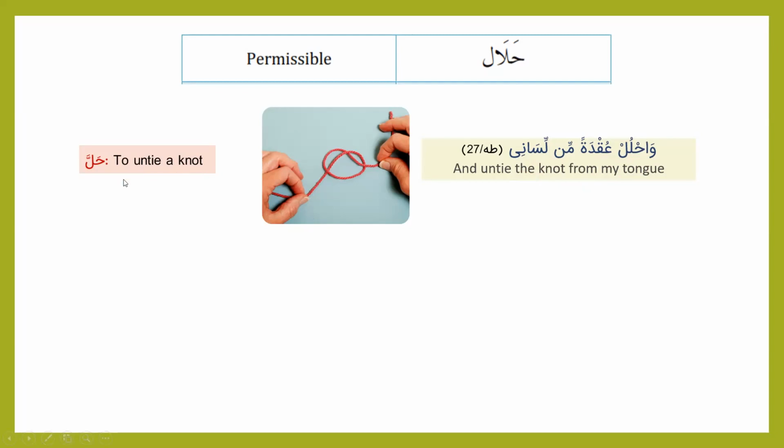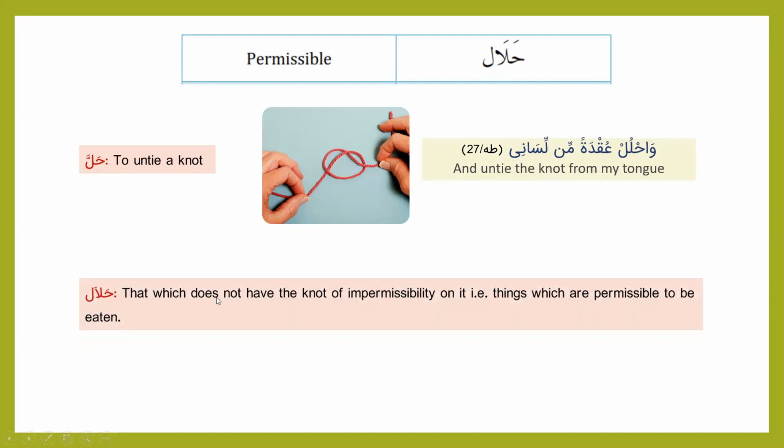Now, what is the connection of to untie a knot with halal? It's very easy. Halal, that which does not have the knot of impermissibility. The knot of impermissibility is not there on that particular thing. That is the things which are permissible to eat, to be eaten. This is called halal.